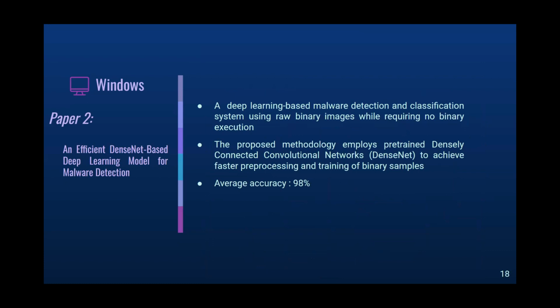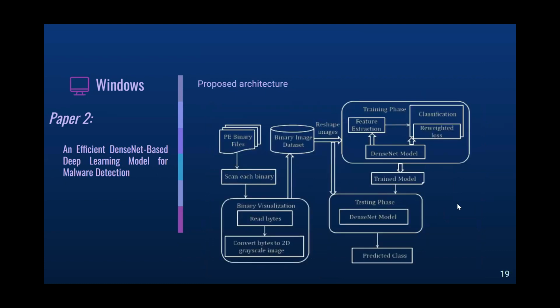He first took the binary file and scanned each file. He converted it into a 1D vector from 0 to 255, 0 for black, 255 for white. Then these bytes are organized into a 2D array, visualized as grayscale. Then now he could have a dataset. Then he reshaped the images.